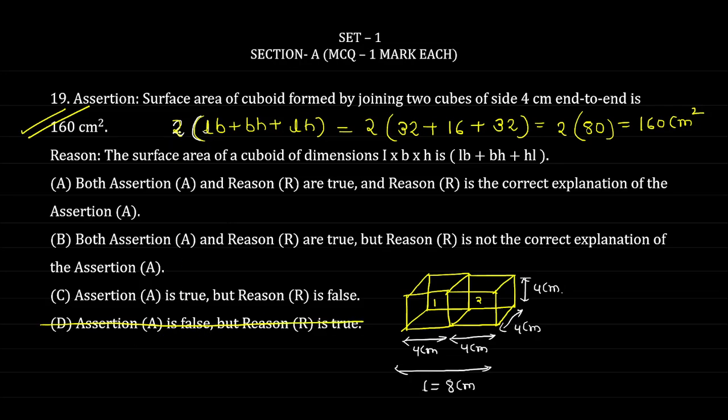We have checked it. Now let's read the reason. The surface area of a cuboid of dimensions L cross B cross H is this. No, this formula is wrong, because just now we have seen the formula. There is a multiplication of 2 outside, right? So the reason is not correct. And if that is the case, then option number C is the correct answer for this question. We don't have to go for A and B. Alright, so this is how you solve your assertion reason problems.